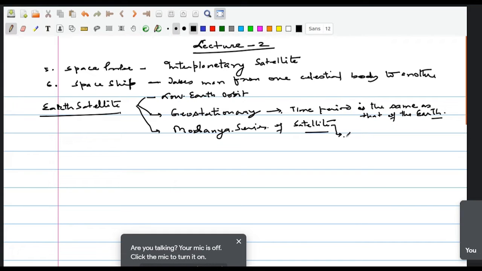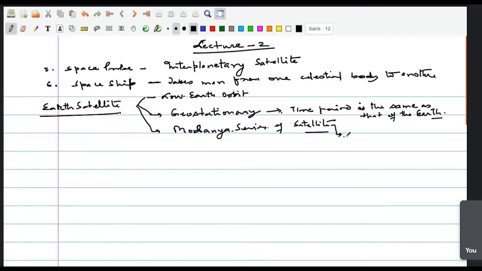The Earth rotates on its axis. How much time does it take? 24 hours. On its axis, it rotates in 23 hours, 56 minutes. It's 4 minutes less. And accordingly, you can set the geostationary satellite time period and the altitude will be fixed. So approximately we take it as 24 hours while doing the calculation, but in exact calculation we have to take 23 hours 56 minutes. So this is the rotation on its axis.